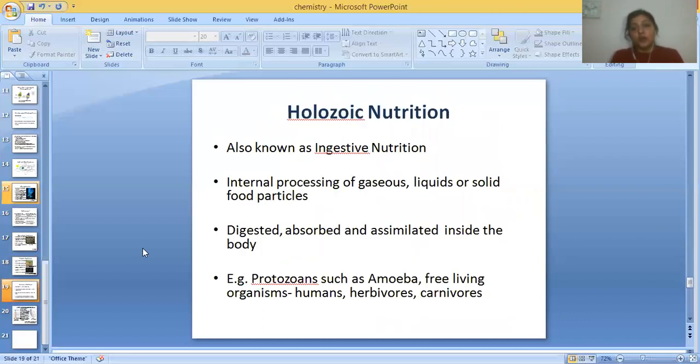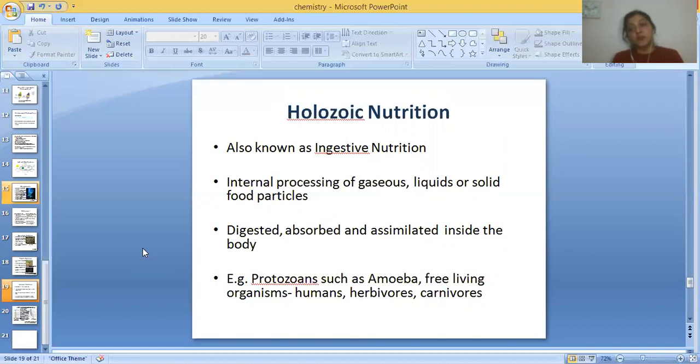So another is holozoic nutrition. It is also known as ingestive nutrition. Here, the food particles can be in the form of solids, liquids, and gases. They can be ingested, digested, absorbed, and assimilated. So ingestion is when you take the food inside, be it through the mouth. In the case of protozoans, we can find the process of phagocytosis.